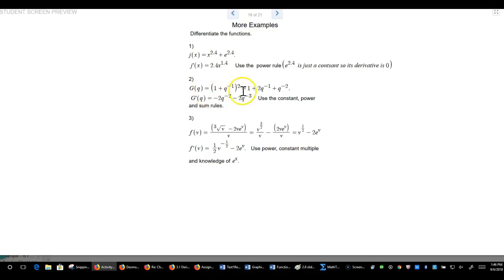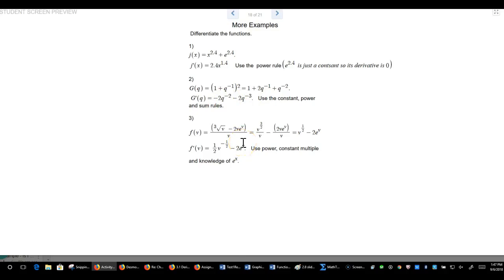For the second example, I first need to expand this binomial, and then I differentiate term by term and use the constant multiple and the power law. And of course, the derivative of 1 is just 0.